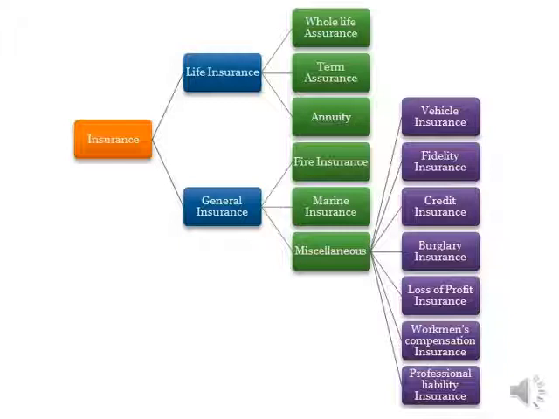Now, miscellaneous insurance is also grouped, like vehicle insurance, fidelity insurance, credit insurance, burglary insurance, loss of profit insurance, workman's compensation insurance, professional indemnity insurance. So you name the risk and insurance is available for that particular risk. Overall, you should know that there are various types of insurance available because the risks are different. There could be commercial, individual, personal risks, and insurance is available for all these types of risk.